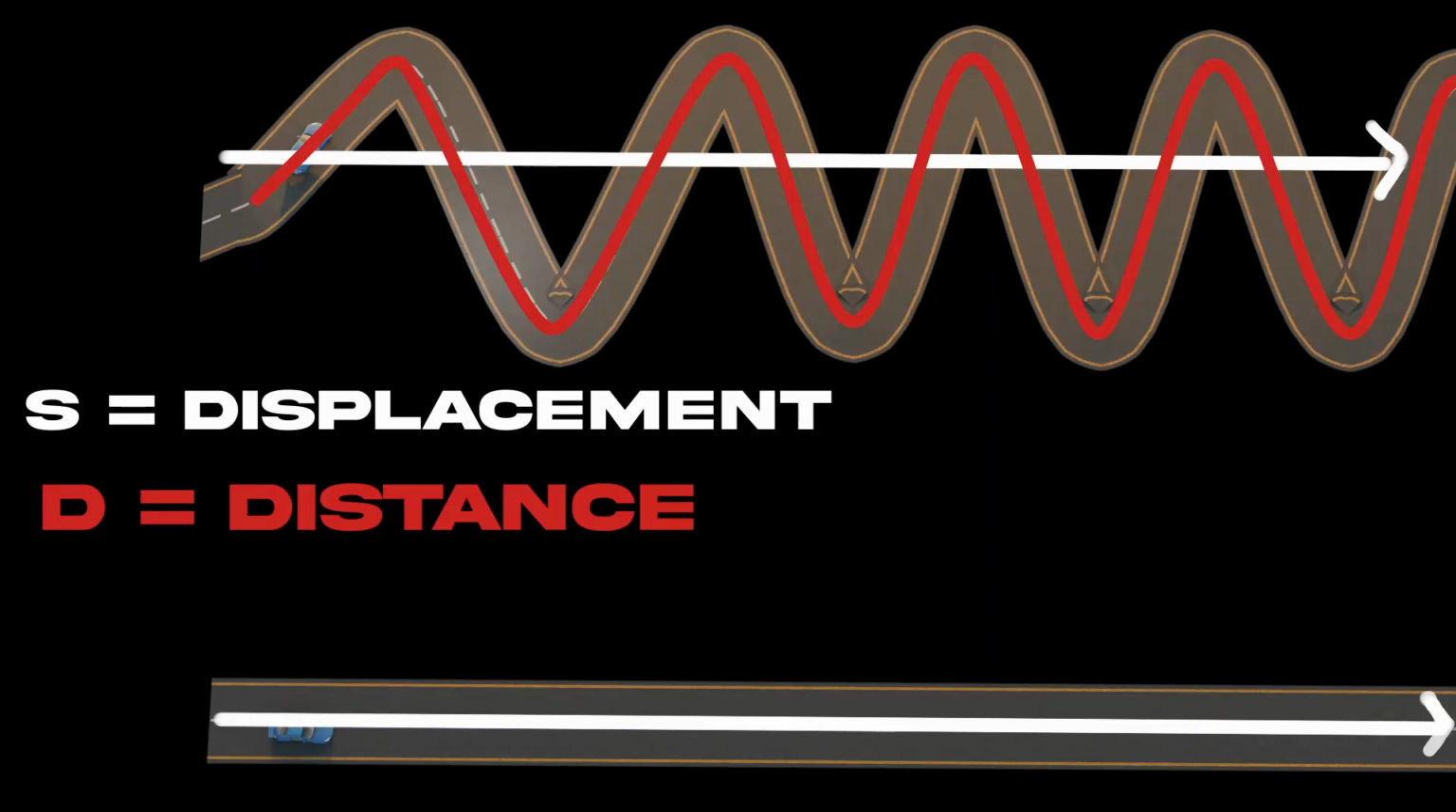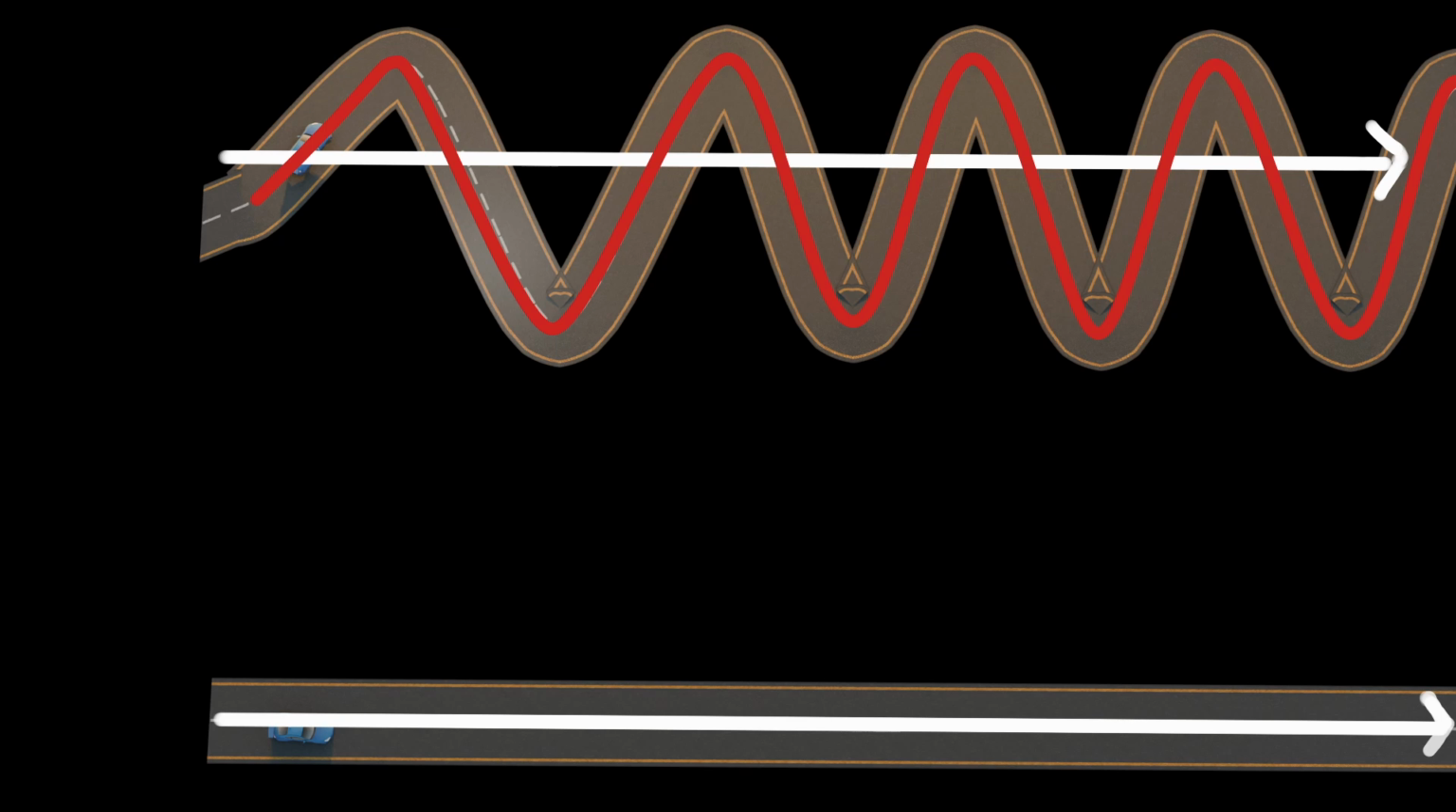Remember, displacement and distance are two different things. As you can see on the red line, distance is the distance traveled, the path traveled, whereas in the white line, displacement is the shortest path from A to B that the thing has traveled, in this case, the car.